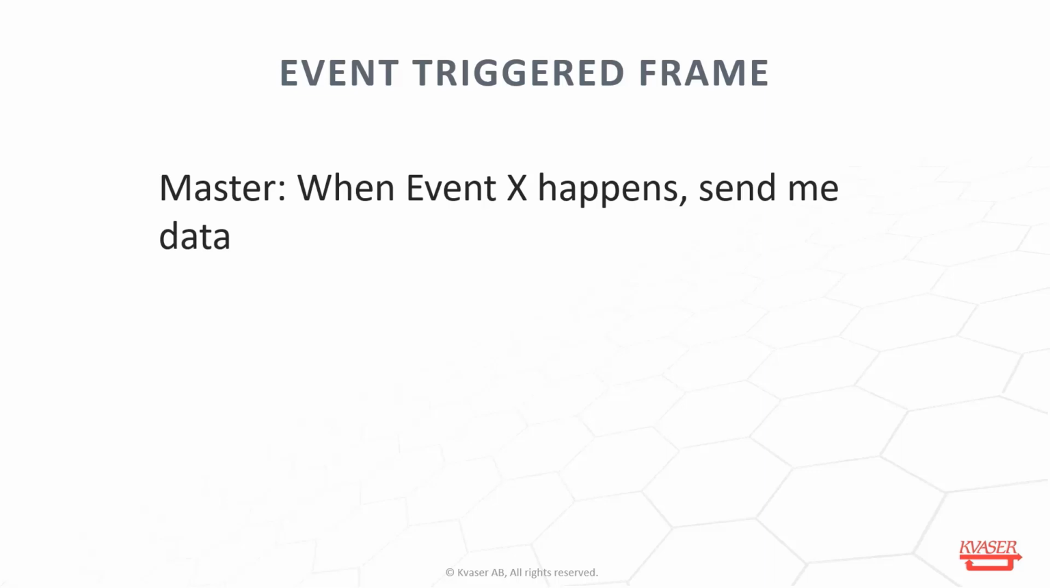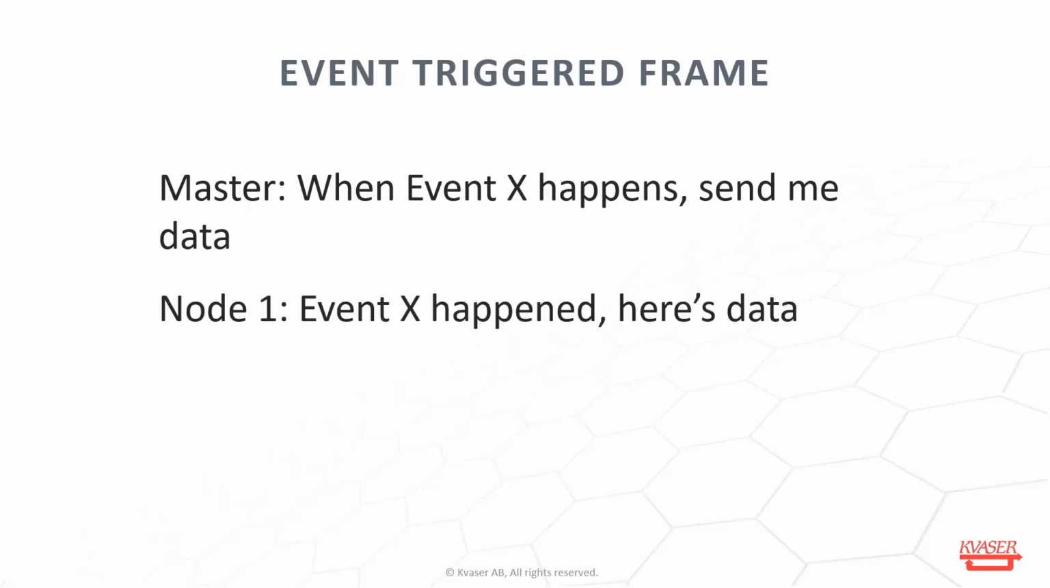An event-triggered frame works a little differently. With an event-triggered frame, the master has sent out a notice that when an event happens, the nodes respond with data. So instead of the master sending out a header, receiving data, header, receiving data, one frame at a time, it pre-writes the frame and puts it out on the bus, like, okay, when X happens, fill it in and let me know.